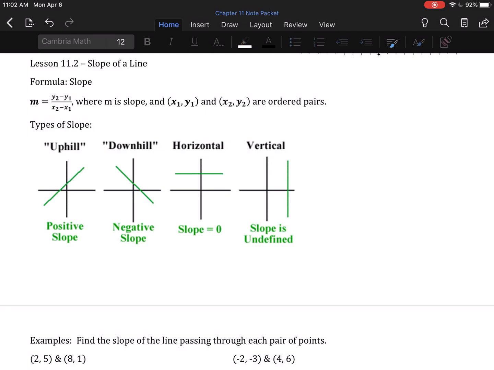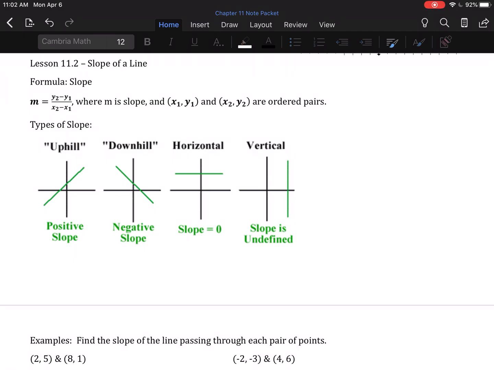So what this is saying is if I give you two ordered pairs, to get the slope, we take the y value from the second ordered pair, subtract the y value from the first ordered pair on the top. In the denominator, we take the x value from the second ordered pair and subtract the x value from the first ordered pair. We'll get into doing some of that in a minute.